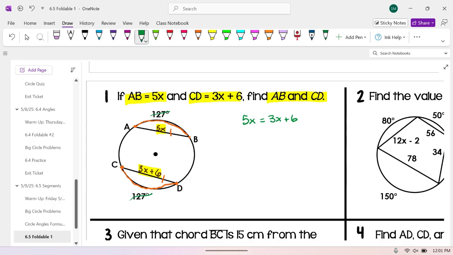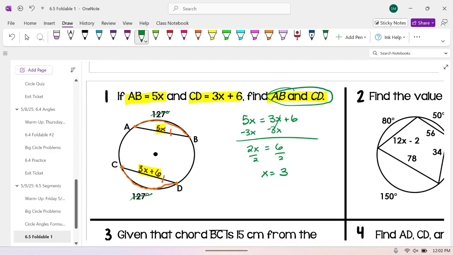So let's solve this equation. We're going to subtract 3x from both sides. That goes away. 2x is equal to 6. What's my last step? Divide by 2. So x is equal to 3. Now, x equals 3 is not my answer because what did it ask me to find? AB and CD. They want the actual side lengths.